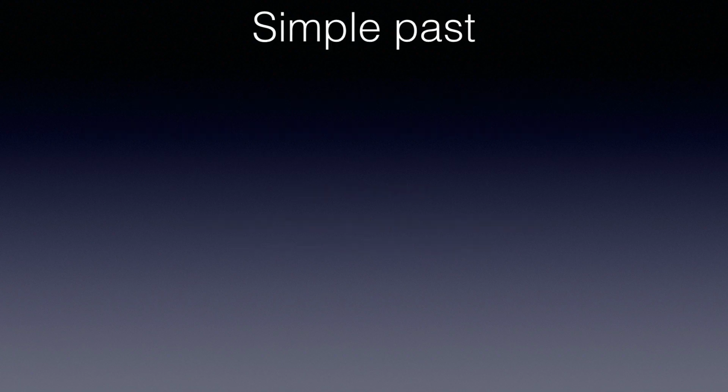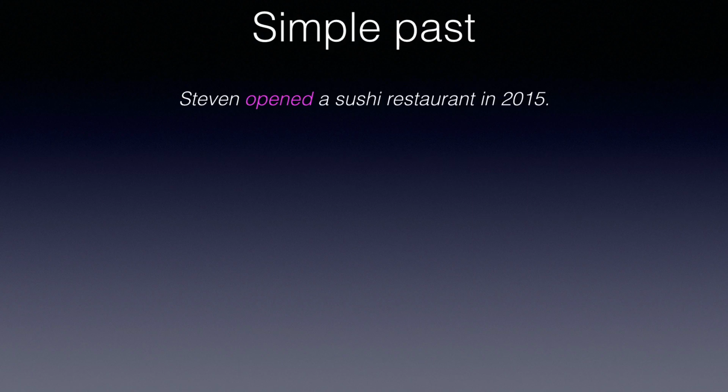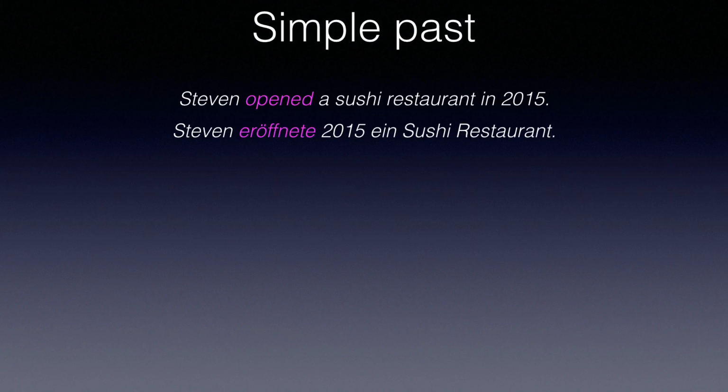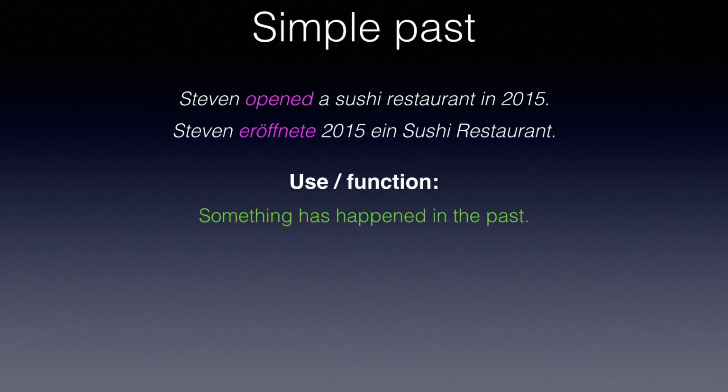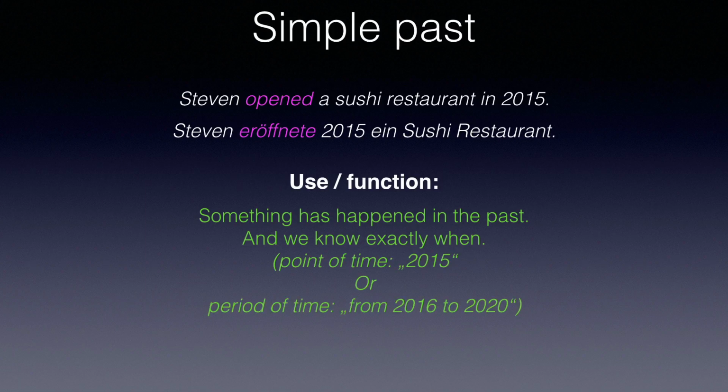Another function is: Stephen opened a sushi restaurant in 2015. In German, Stephen öffnete 2015 ein Sushi-Restaurant. Now, that use or function is that something has happened in the past, and we know exactly when. For example, this can be a point in time, like 2015, or a period of time, from 2016 to 2020. So, for example, Stephen worked on his text from 2016 to 2020.